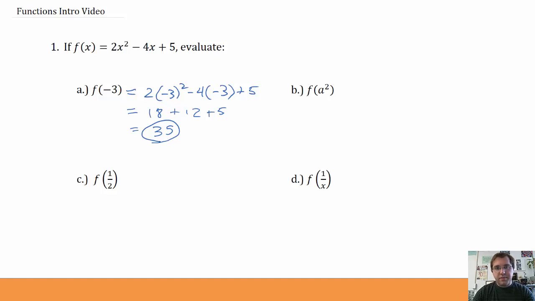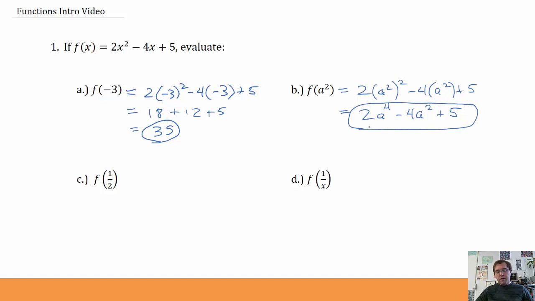B, f of a squared. So again, whatever is in parentheses gets plugged in for x. So instead of 2x squared, I'm going to have 2 times (a squared) squared minus 4 times a squared plus 5. So I replace all the x's with a squared. And then I just simplify it. When I take something with a power and raise it to another power, I multiply those powers. So (a squared) squared is a to the 4th because I multiply the 2 with the 2. Minus 4a squared plus 5. There's no like terms there. Can't combine anything. So I'm done. That's f of a squared.